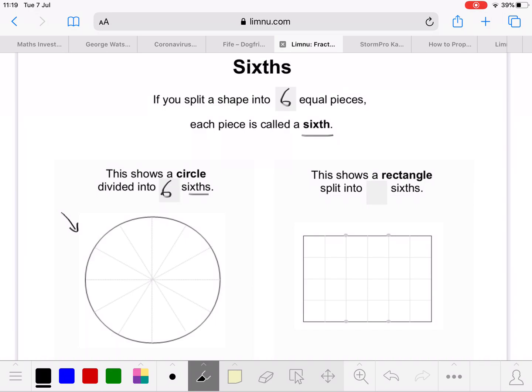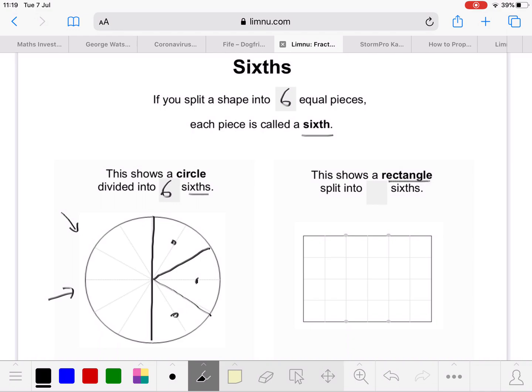Now, we could start by splitting it right down the middle, and then we have to split each part into 3. Because if I split that side into 3, that's 1, 2, 3 pieces. I should be able to get another 3 pieces on the other side, which would be 6 pieces altogether. And they would all be the same size, so they would be equal, which means they're sixths.